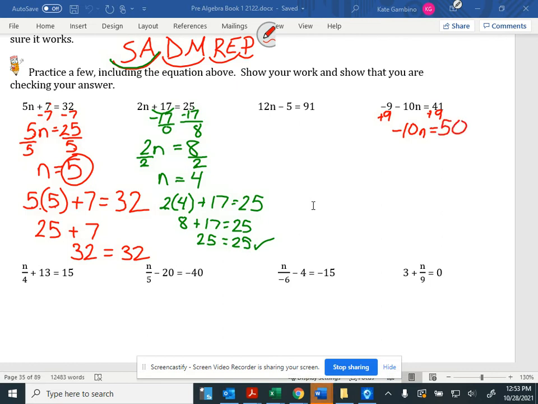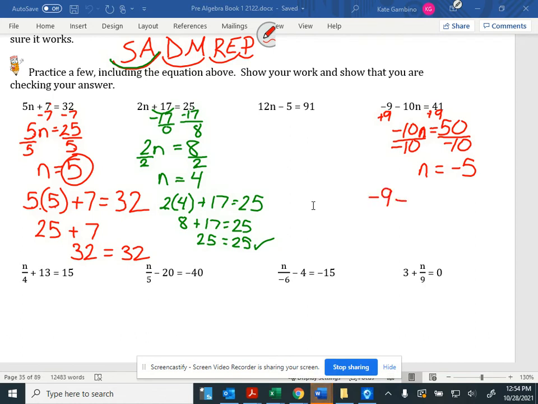You see where we're going now? We have negative 10n. What's the opposite? Divide. Because negative 10 is multiplying by the n, so we want to divide by that negative 10. That's going to give us the n alone. 50 divided by negative 10 gives us a negative 5. So let's plug it in and see if we did that right.